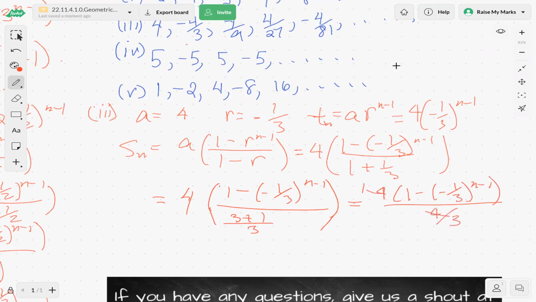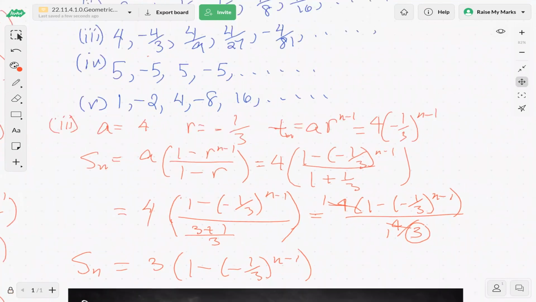Our 4's cancel out. Our 3 moves into the numerator. And we're left with the following. So the sum of the first n terms is 3 times 1 minus negative 1/3 raised to the power n minus 1. Good. Okay, so let's move over.